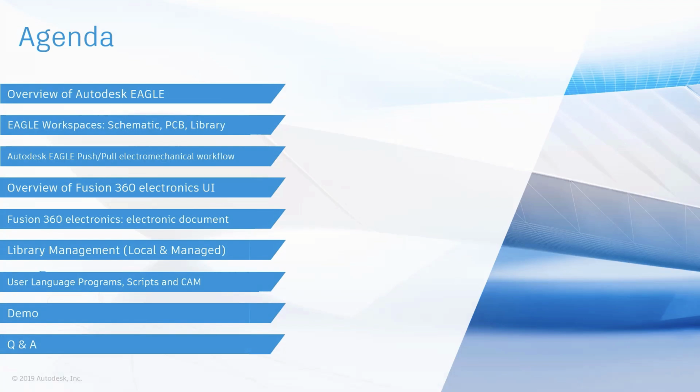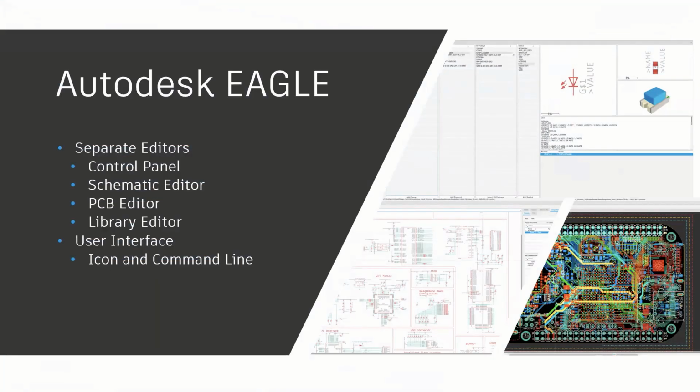So let's go ahead and start with our presentation today. As you know, EAGLE is basically a collection of editors which work together. We have our control panel, which is the way you're going to be organizing all of your projects, your libraries, your scripts, your ULPs. Then we have our schematic editor, which, as you already know, has SPICE simulation capabilities, but the most important part is that it keeps track of the PCB editor. They work in conjunction. And last but not least, we have our library editor.